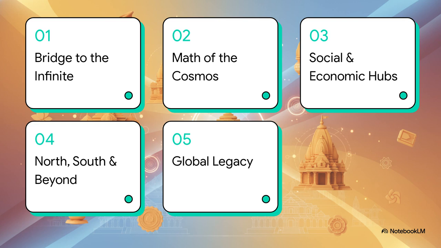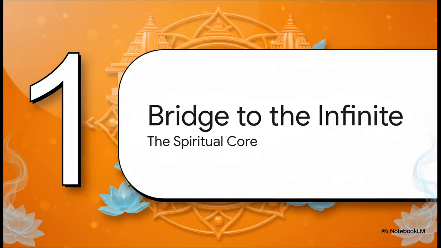So here's our roadmap for today's explainer as we move from the micro to the macro. Number 1, bridge to the infinite. 2, mathematics of the cosmos. 3, social and economic hubs. 4, north, south, and beyond. And finally, number 5, an enduring global legacy. All right, starting off with section 1, bridge to the infinite, the spiritual core.